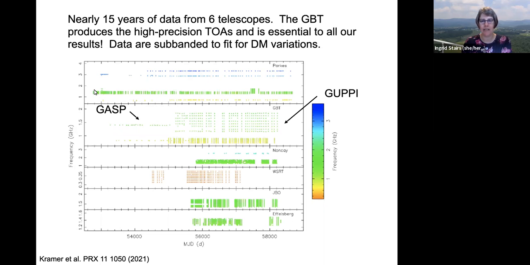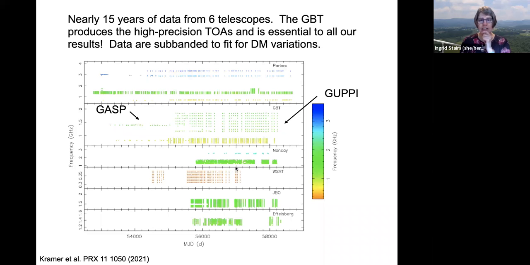But this is just to give you an idea of how much data we have. The Parkes data goes back to 2003. This is modified Julian date down here, so not terribly helpful. The GBT data, we started coherent dedispersion observations around 2004 or so. And we kept going with the fairly narrow band instrument for a while. And nowadays we've been using a much wider band instrument. So we've improved our sensitivity quite a lot over the last decade.